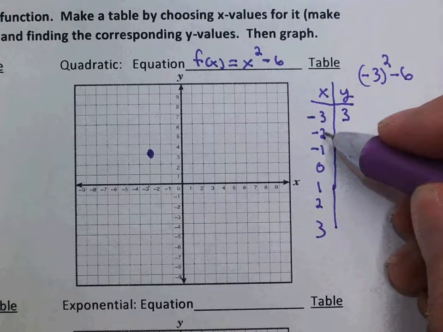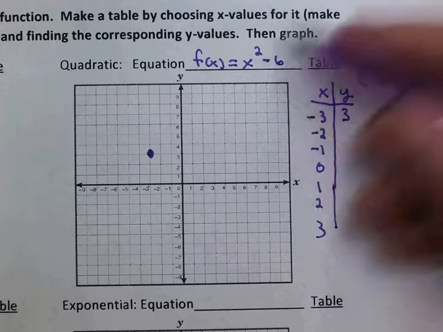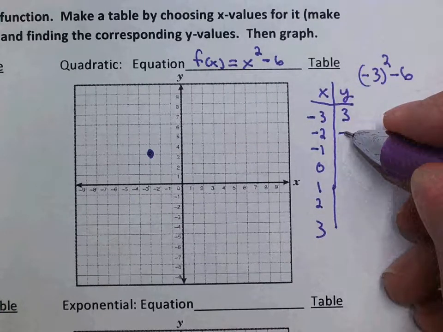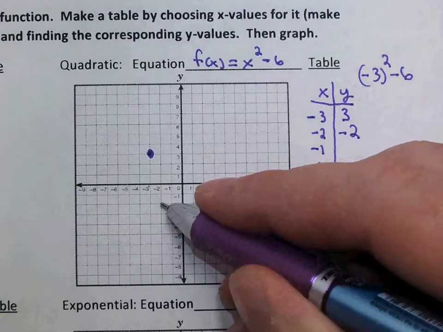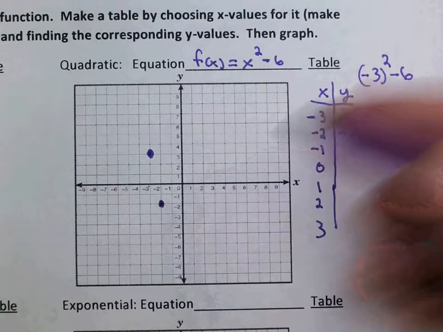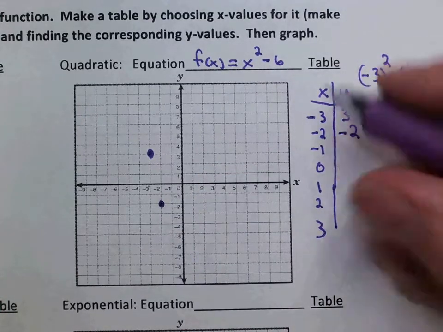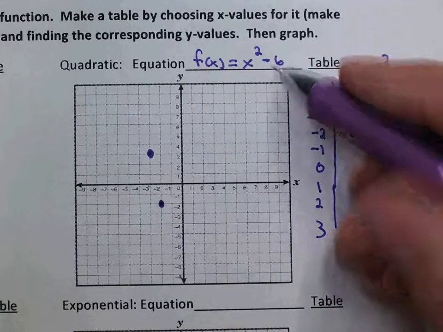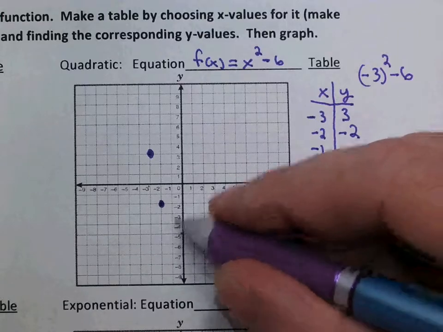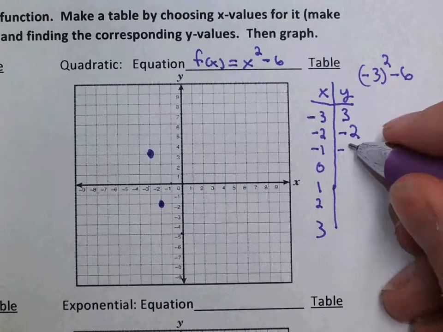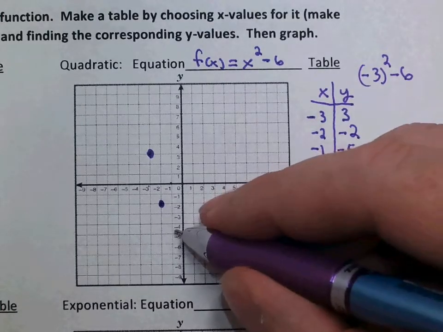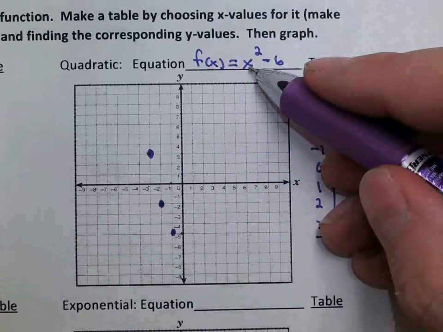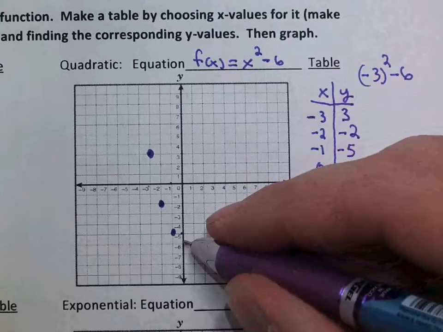When x is -2, -2 squared is positive 4. 4 minus 6 is -2. So when x is -2, y is -2. When x is -1, -1 squared, -1 times -1 is positive 1. 1 minus 6 is -5. So when x is -1, y is -5. When x is 0, 0 times 0 is 0, minus 6 is -6.